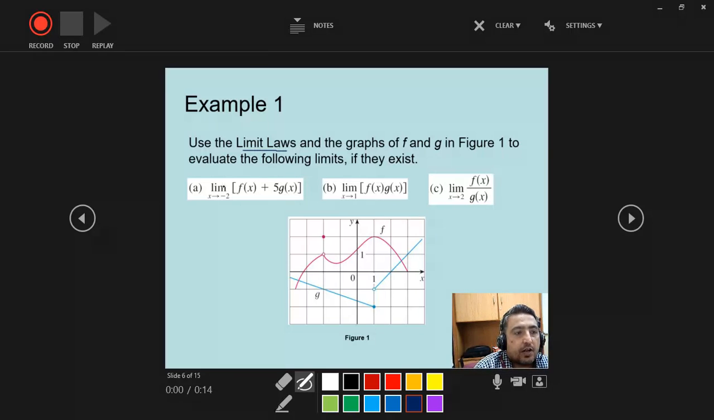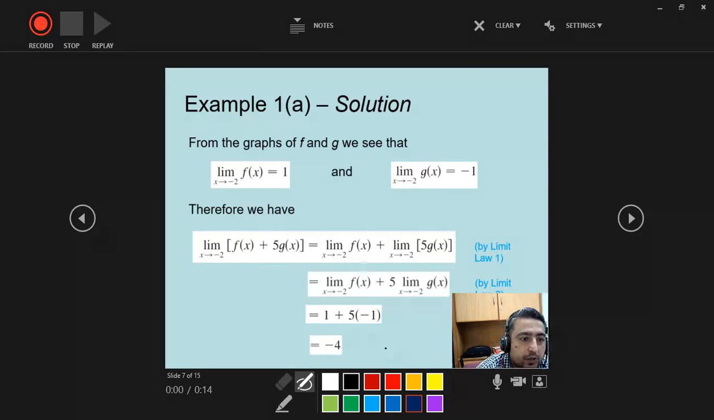So first of all, the limit of f of x plus 5g of x, right? What you will do is first distribute this limit, x approaches -2, over each function. Then the 5 is a scale, which can be taken out of the limit operation. So remember, this is section 1, we are going to solve this first, and then B, and then C. So part 1 solution.